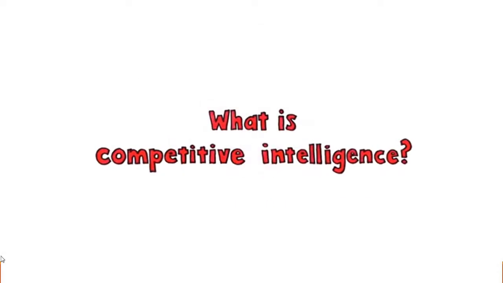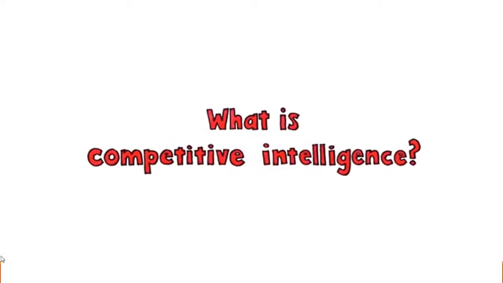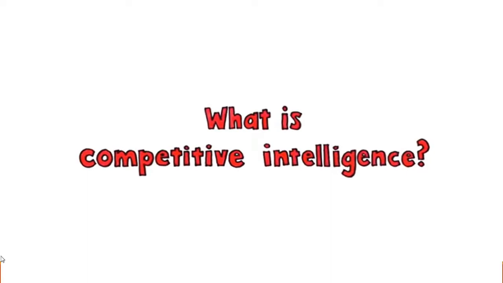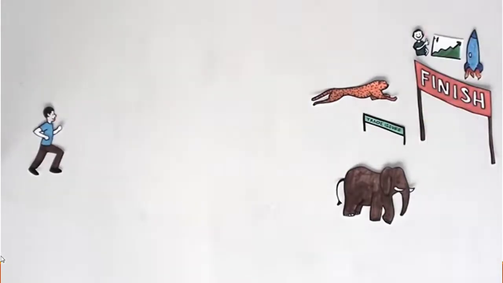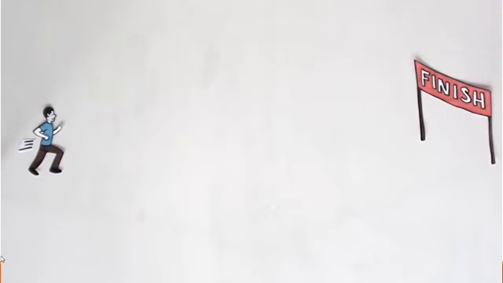What is competitive intelligence, and how do businesses use it? In the simplest of terms, competitive intelligence is a process that makes your business more competitive. If we think of business as a race, then the goal of business is to get to the finish line first. The finish line in business can mean a lot of different things. It could be the successful launch of a new product, or increasing sales, or perhaps improved customer service.